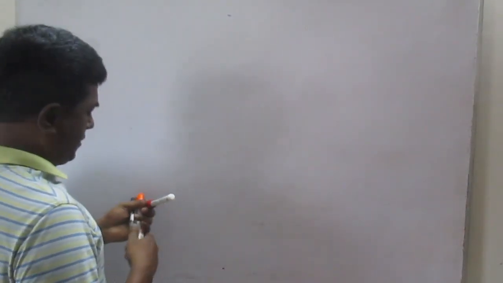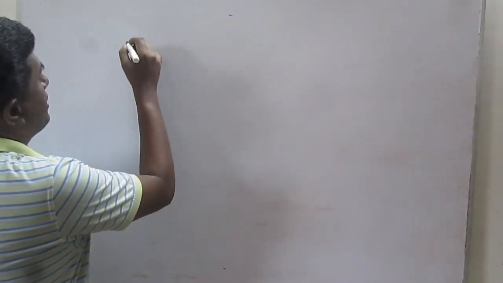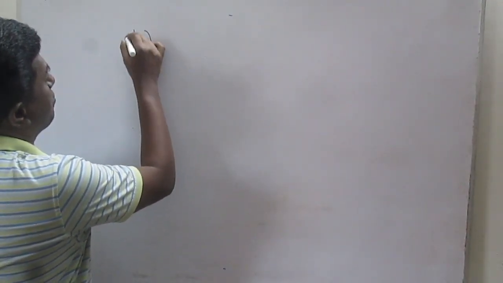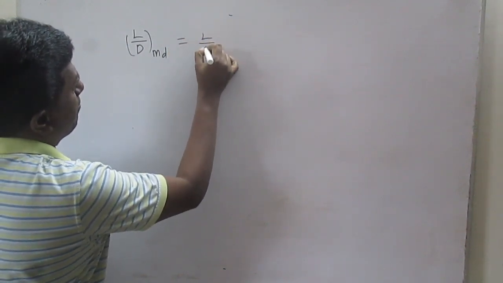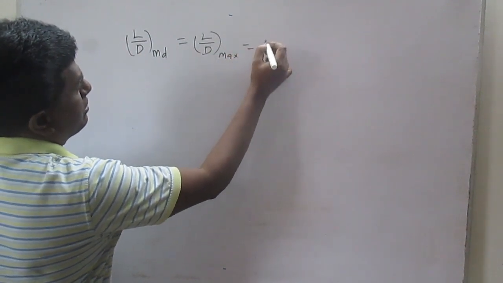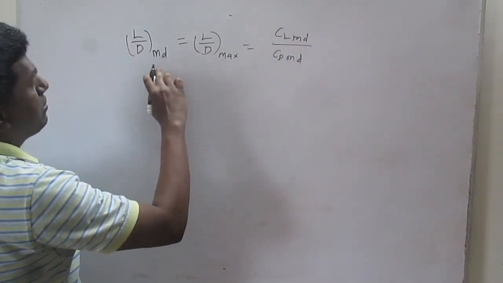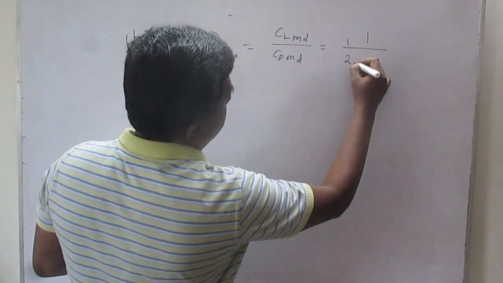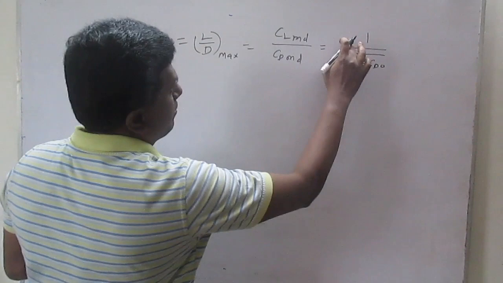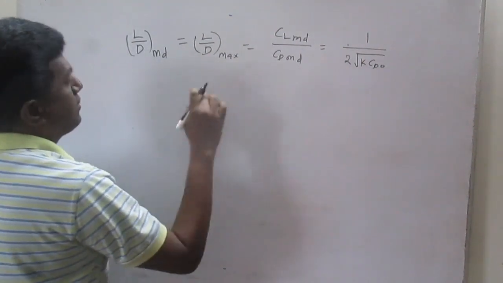First of all, we know that minimum power, or L by D ratio, is based on the L by D ratio. Now we can compare it. So the L by D ratio of the minimum drag, we can also say, is nothing but L by D ratio max. This is nothing but CL at minimum drag divided by CD at minimum drag. So this is what we have seen. We know this is 1 by 2 into square root of K CD naught, because substituting CL minimum drag and CD minimum drag, we get this final expression.